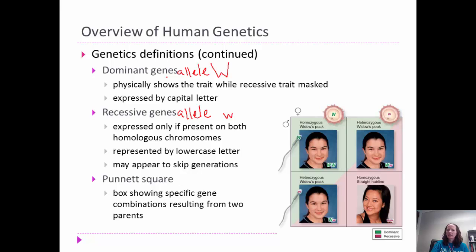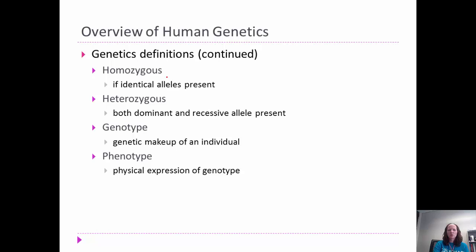Now the trick here is you actually don't know your genotype. So let's take a look and see what genotype is. A genotype is going to be the genetic makeup of the individual. That is going to be, is it homozygous dominant, or is it homozygous recessive, or is it heterozygous? So now let's introduce these terms. We know what homozygous is, right? Homozygous is going to be where you have identical alleles present. So you are going to have either two dominants, or you can have two recessive. That is called homozygous dominant. This is called homozygous recessive.